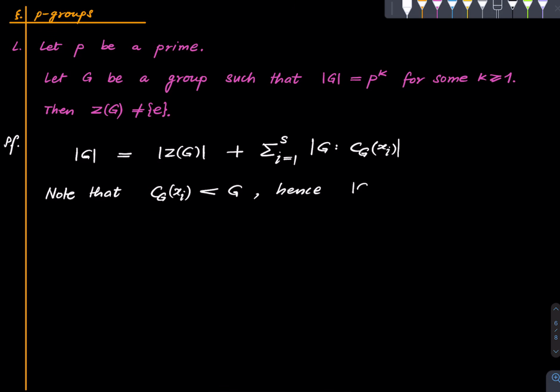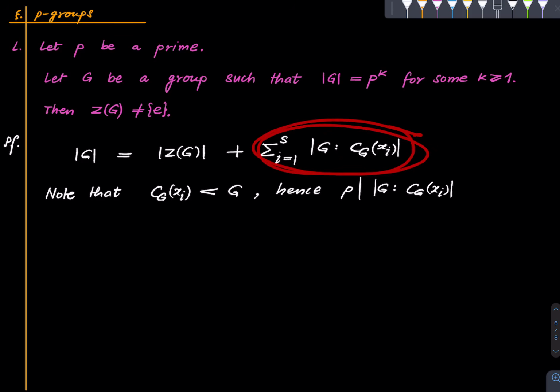this is divisible by P. So P divides the index of it. Right? We just use Lagrange's theorem. The size of this divides the size of the group. So the size of this is also a prime power. But since the size of this is less than the size of the group, if you divide the size of the group by the size of the centralizer, you will get some non-trivial power of P. And therefore, this number is divisible by P. All right, so since each of these are divisible by P, this is also divisible by P.